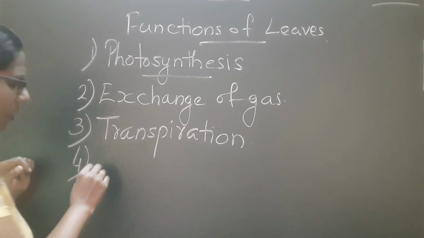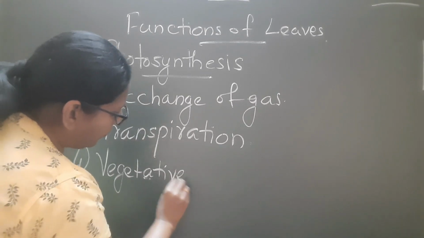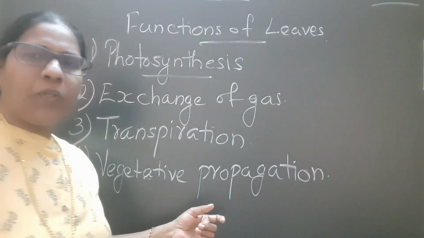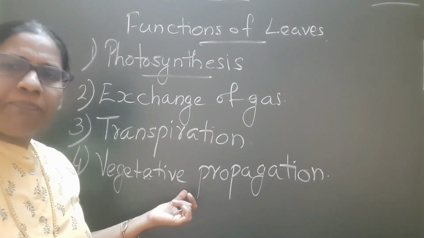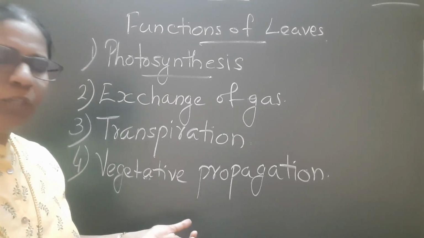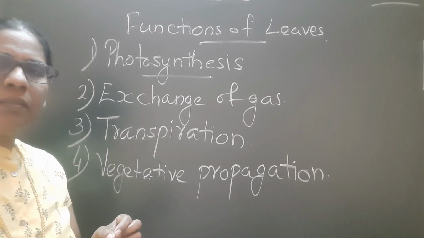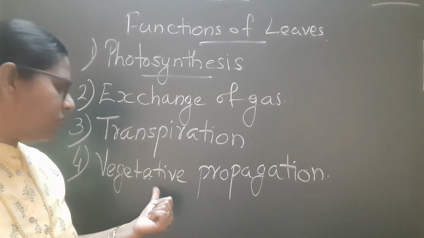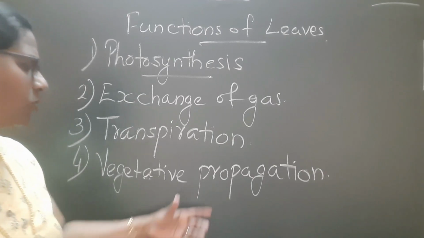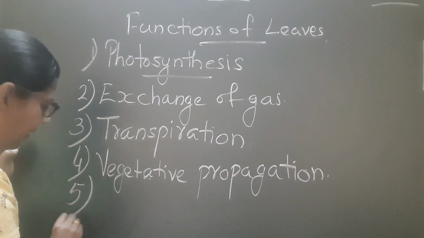Then the fourth one is vegetative propagation. Vegetative propagation. To propagate a new plant from a mother plant, there are some plants whose leaves we use to propagate a new plant. That is one function. Leaves have buds on them. From these buds the new plant grows. That is called vegetative propagation. Example, bryophyllum. Okay, those leaves which we use to propagate the new plant.